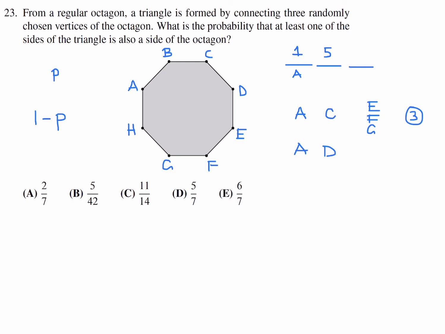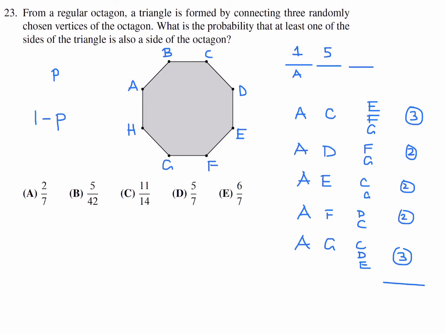AD. If I have A and D, can't choose C, can't choose E, but I can choose F or G for my third vertice. So F or G, we got 2 there. And then similarly, AE, we can choose C or G. That's 2. If I have A and then F, I can choose D or C. That's 2. And if I have A and G, I can choose C, D, or E as my third vertex, and that's 3. When you add these up, 3, 2, 2, 2, and 3, you get 6 plus 6 is 12.